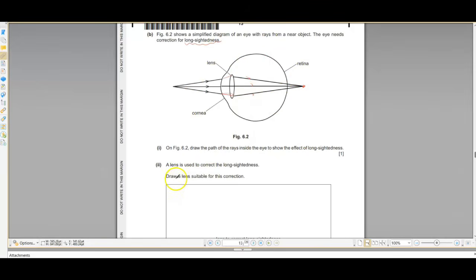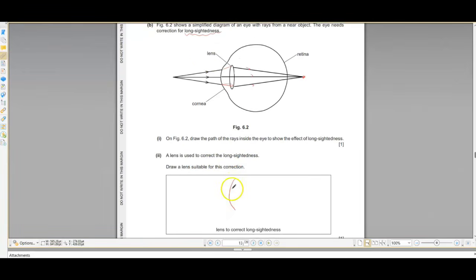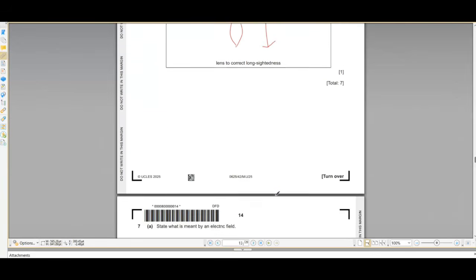So this is how you do it, and the lens is used to correct the long-sightedness. Describe a suitable lens for this correction. So a suitable lens would be a convex lens. Okay, because that is used for long-sightedness, and a concave lens is used to cure short-sightedness, or you may draw it like this as well. Okay, both would be correct.